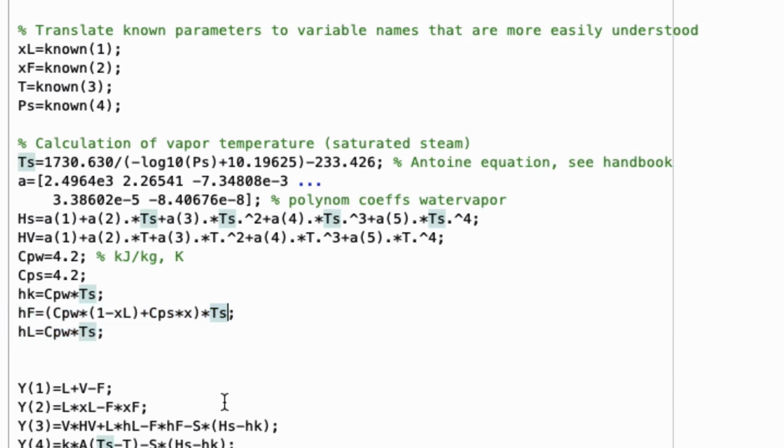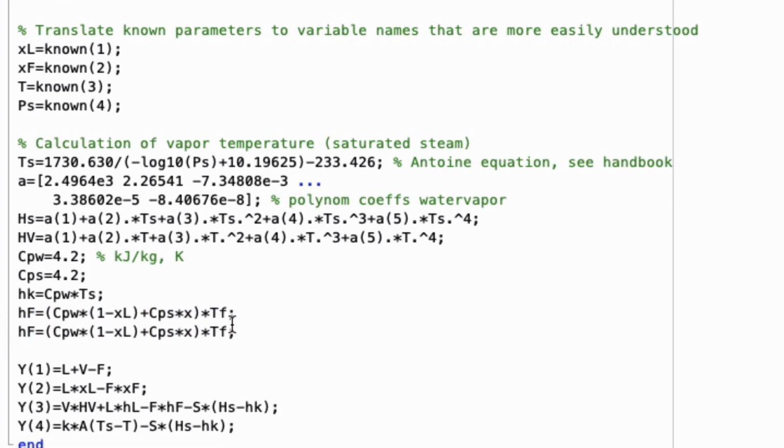And not TS there, this should be TF. And similarly for HL, we should multiply here with TL, and then we have, sorry, that should be XF, right? It's easy to do wrong here. So XF there and XL there. So this should be right, I think.